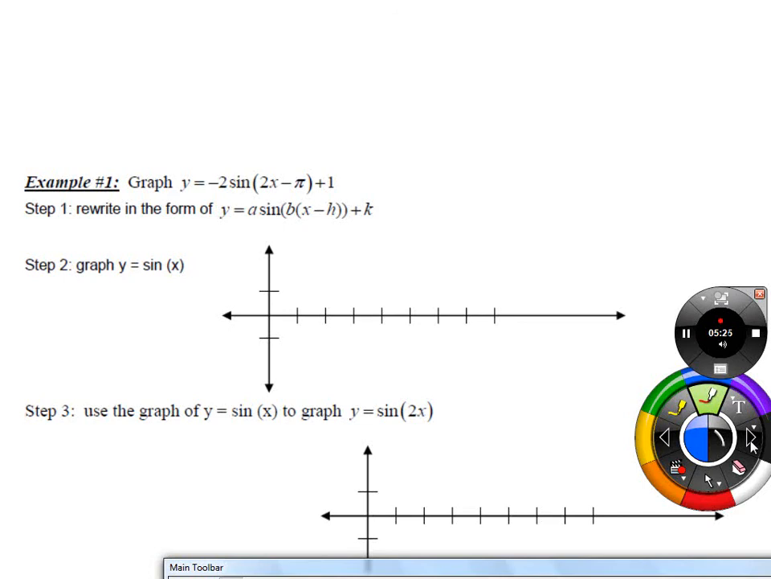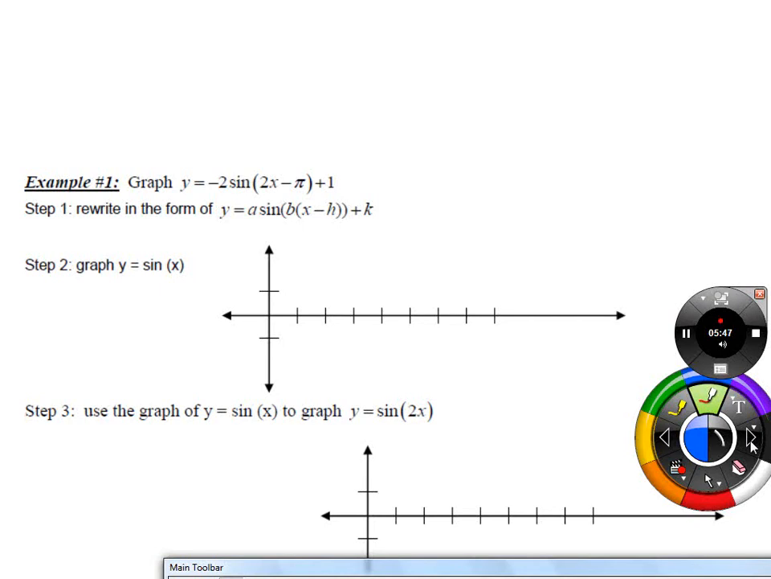Okay, so we're going to graph this. Okay, -2 sine of 2x minus pi, plus 1. Yes. Okay, are we ready? Yeah, you guys are enthusiastic today. Yes. Whatever. I'll just be enthusiastic enough for all of us. Okay.